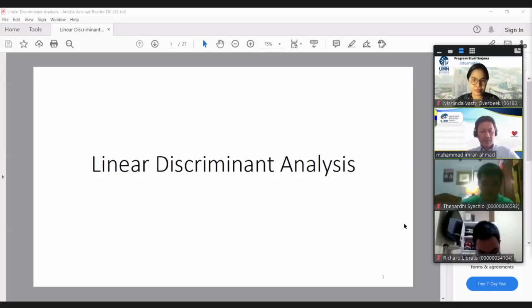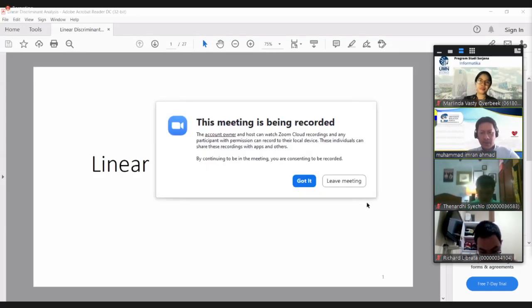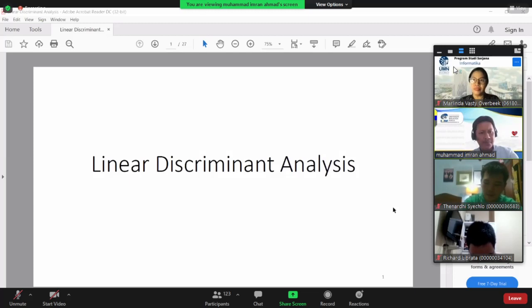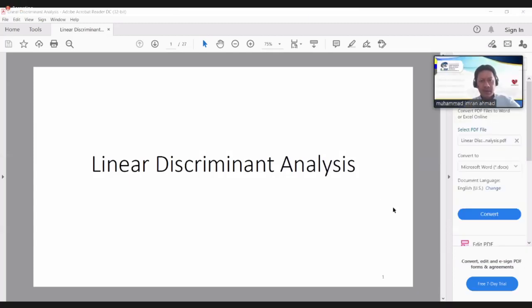Okay, so I think we can start our lecture. Recording in progress. As you can see, the title is Linear Discriminant Analysis, or the short form is LDA. LDA is a very similar concept to PCA. The main idea is we want to project a high dimensional data or high dimensional feature to a lower dimensional space.